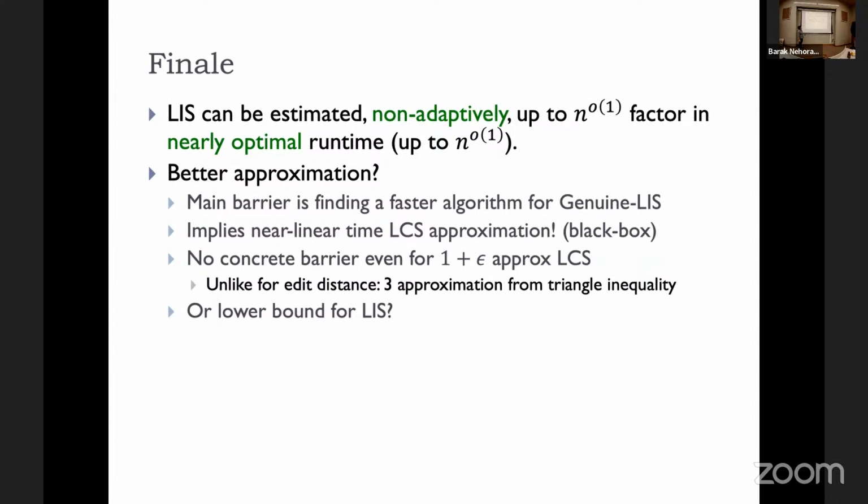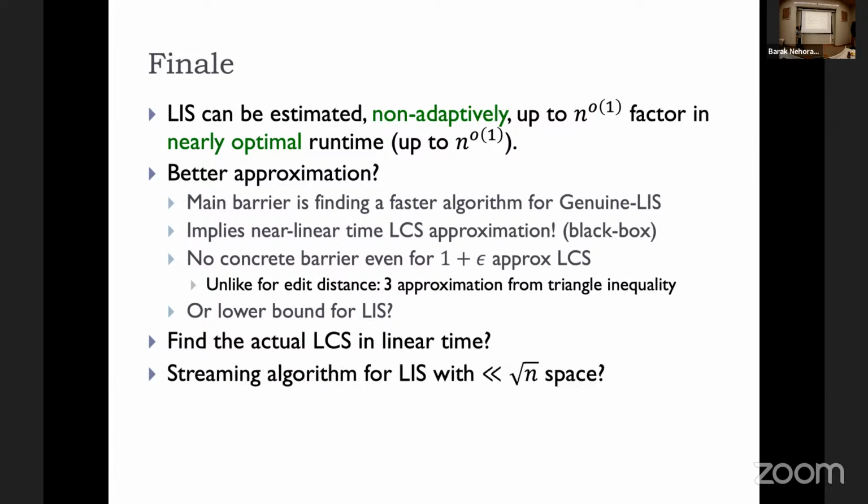So that is the motivation for understanding better approximation. Some other problems: at the moment what we get is estimating the length of the LCS, which gives us the length of the longest common subsequence, but not the actual longest common subsequence. So finding the actual longest common subsequence in near linear time is probably a little bit more accessible.